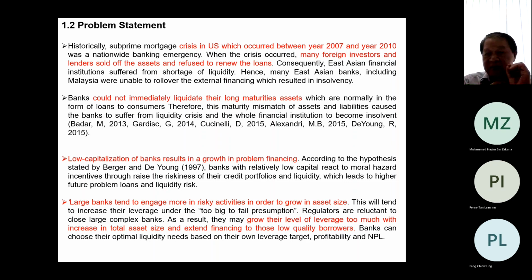The second problem statement is the bank could not immediately liquidate long-term maturity assets. What does it mean here? Let's say, for example, a customer comes and takes a housing loan. You cannot force the customer to pay the whole housing loan at one time, right? But you're taking deposits. Deposit is short term. Normally, the customer comes and places a deposit for 1 year, 2 years, that kind of thing. After that, they liquidate. But in terms of loans, they are a very long period, especially housing loans, personal loans, term loans, that is a very long time. Therefore, it cannot match. Therefore, again, you come up with a liquidity problem.